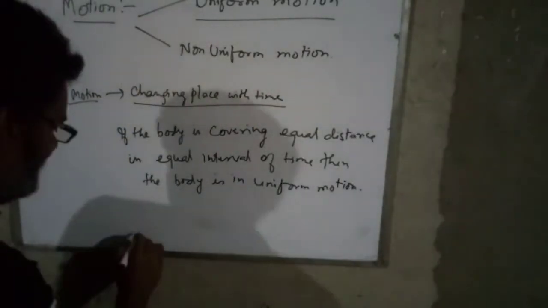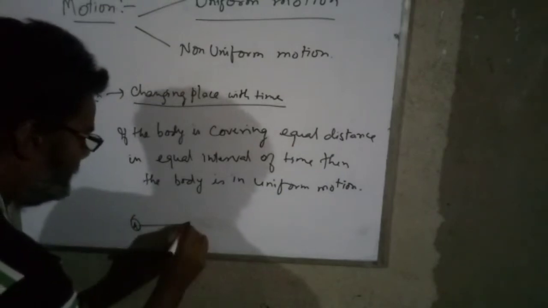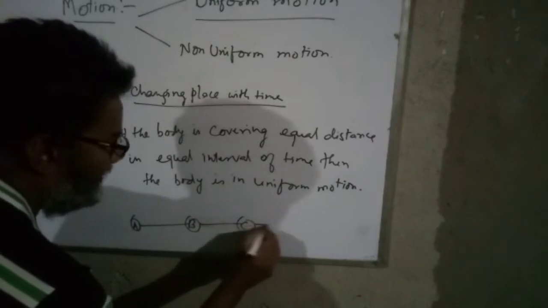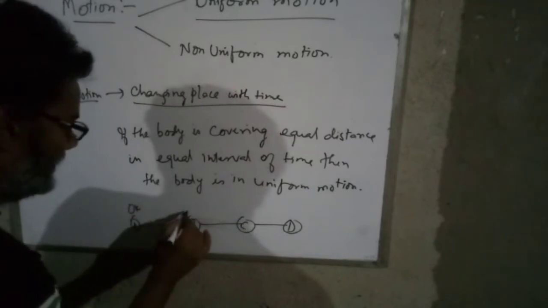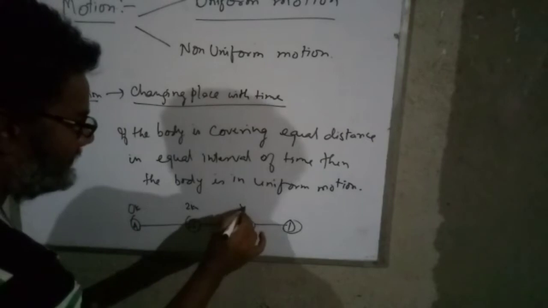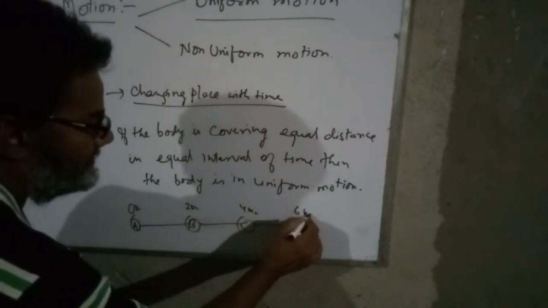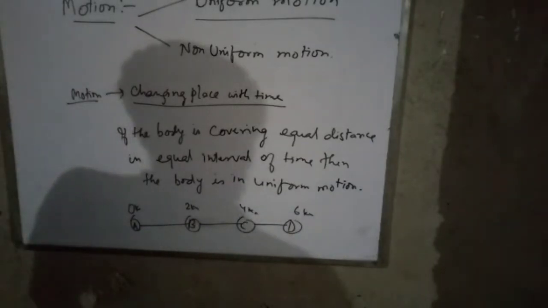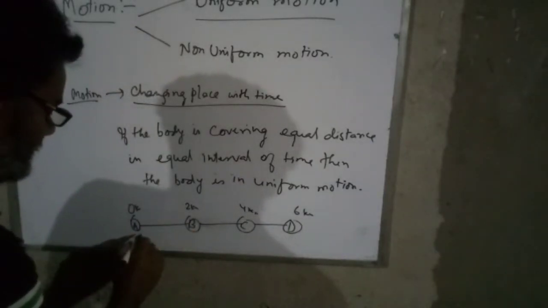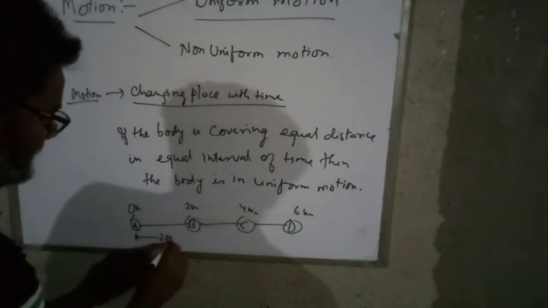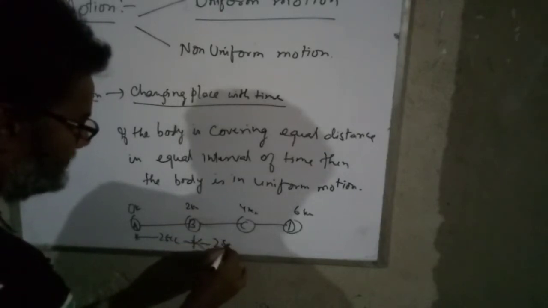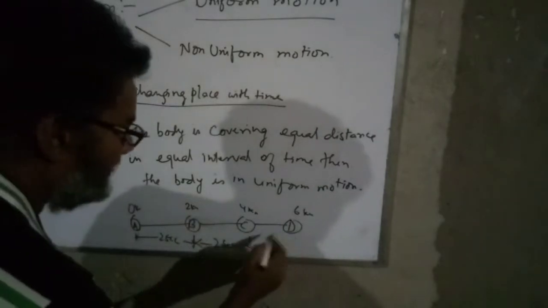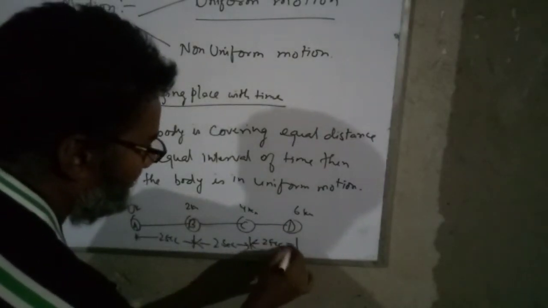For example, from A to B, B to C and C to D, the distance is 0 kilometers here, and this is 2 kilometers, this is 4 kilometers, this is 6 kilometers. Now suppose it takes 2 seconds to reach B. From B to C it also takes 2 seconds. From C to D it takes 2 seconds to reach D.